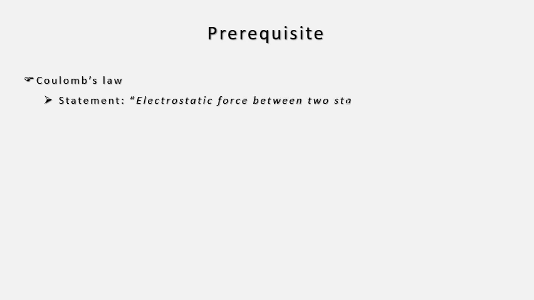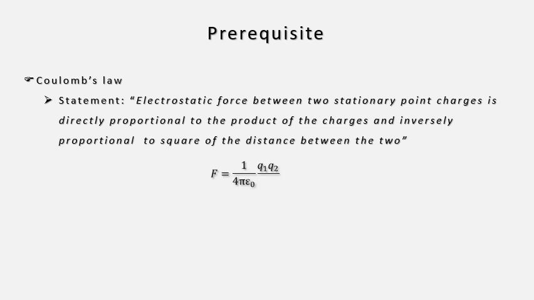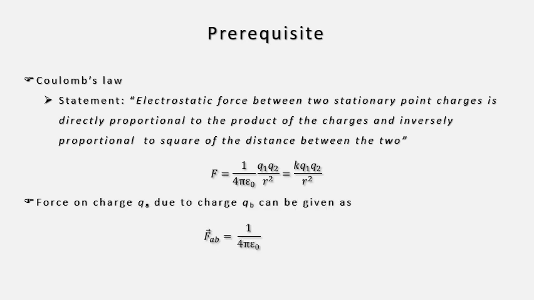To understand today's topic, we'll need to know Coulomb's law and its vector form both. I assume that you know the statement of Coulomb's law, that it is the electrostatic force between two stationary point charges, and it can be given as k q1 q2 by r square. This is the scalar form of the electrostatic force, and the vector form can be given as F_AB = 1 by 4 pi epsilon 0 times Q_A Q_B (vector R_A minus R_B) divided by mod R_A minus R_B whole cube.